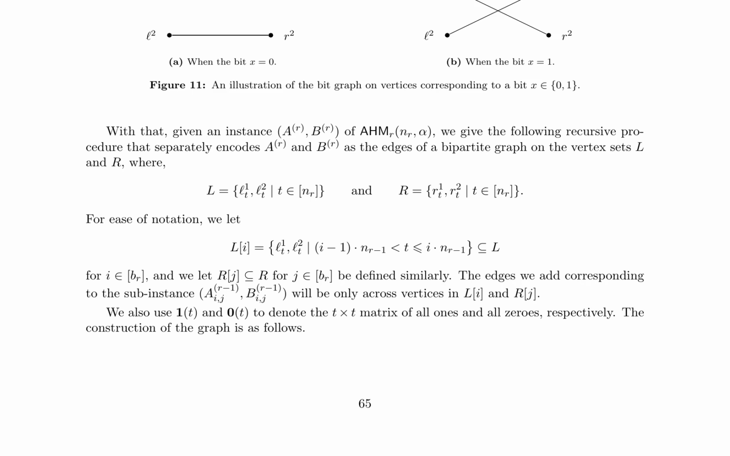which denote the t×t matrix of all ones and all zeros, respectively. The bit graph construction enables the identification of the bit x by either of the edges in E. The recursive procedure constructs the bipartite graph, which is used to solve the AHM problem. This construction is illustrated in Figure 11, showcasing the bit graph for a bit x in {0, 1}.